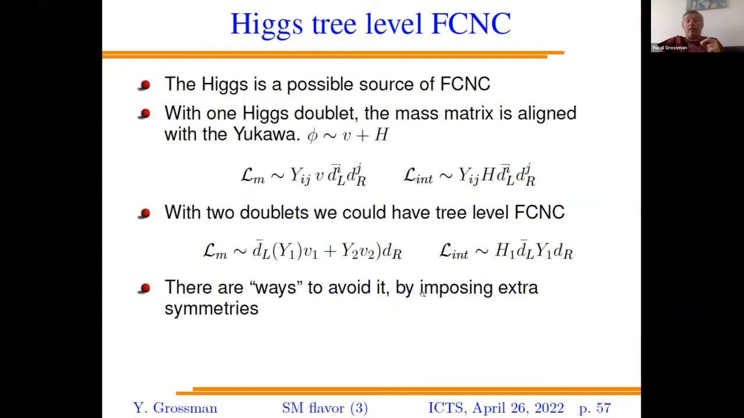Let me also mention that we can still have two Higgs doublets and impose extra symmetries to avoid flavor change in neutral current. So there are some model building tricks, okay? So it's not if and only if. But the fact that we have only one Higgs doublet in the standard model, that's the reason that we don't have Higgs flavor change in neutral current, okay? Any question on this? Any question on the Higgs?